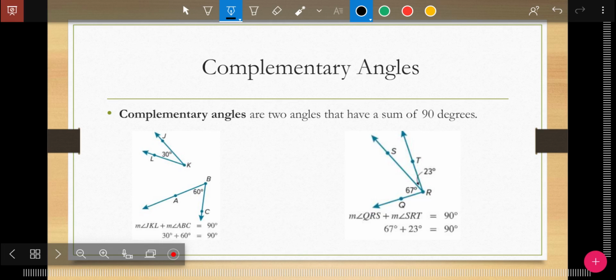And so really what you need to have, if it was me writing the notes right now, I would write down complementary angles equal 90 degrees. And so really what the slide is saying is it doesn't matter if they are not adjacent or not touching, or if they are adjacent or share a side. As long as the 2 angles add up to 90, 30 plus 60 makes 90, 67 plus 23 makes 90, then I can call them complementary.